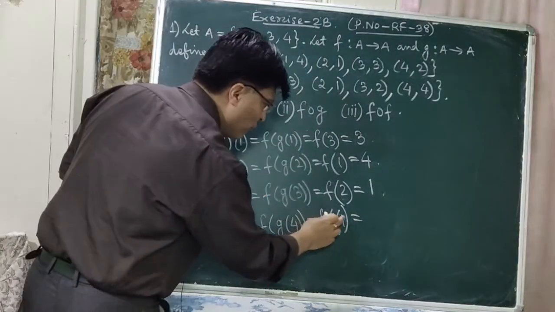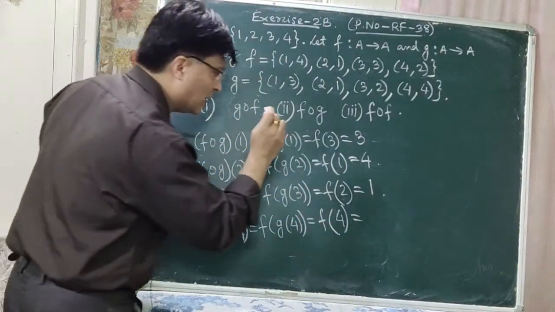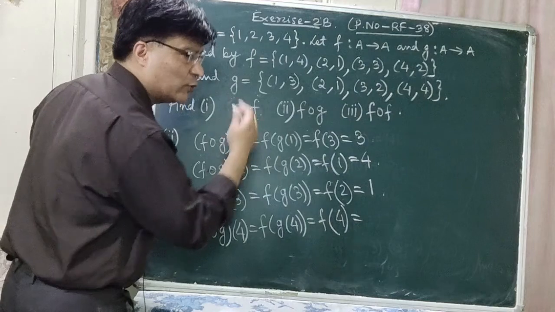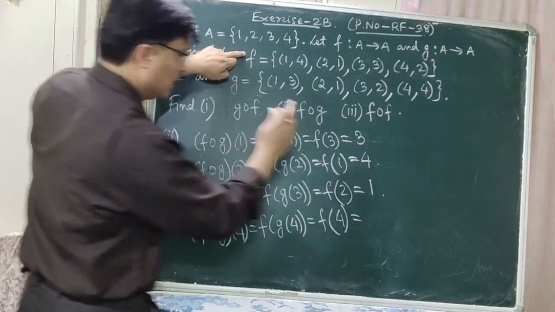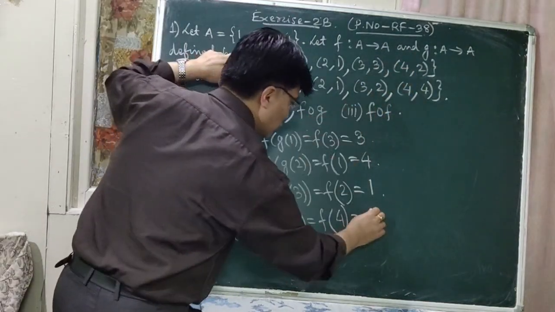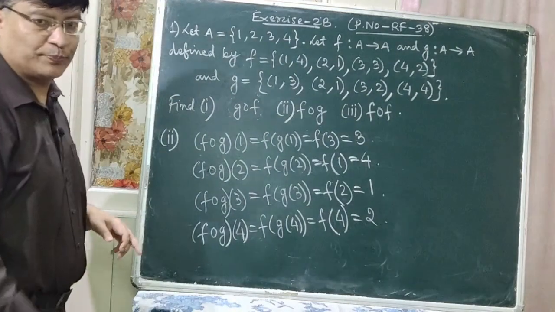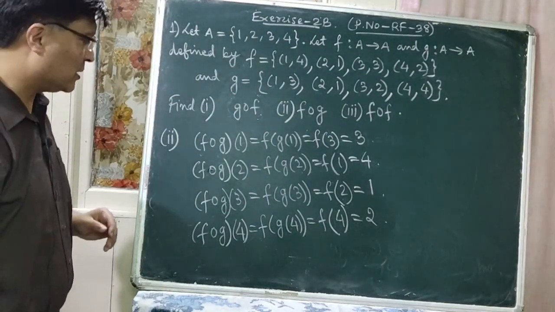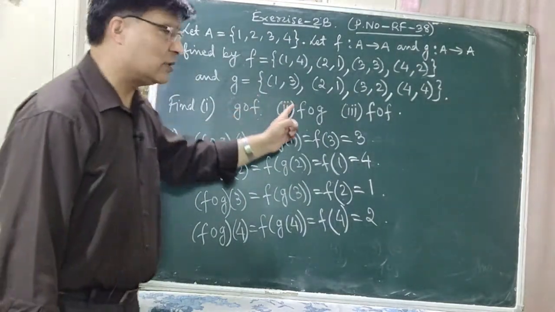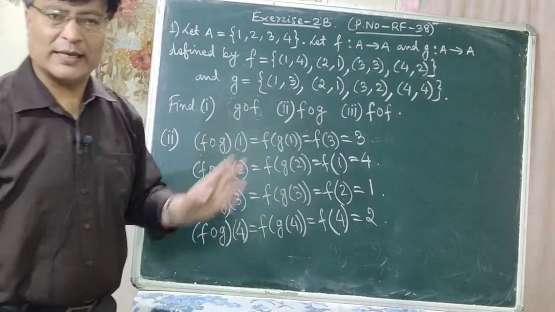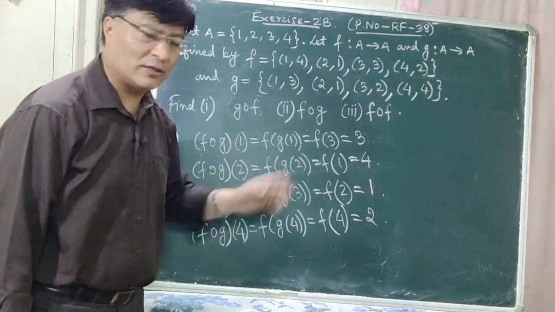Now f of 4 means, what is the value for f of 4? That is, 4 is related with which number under f? That is, 4 is related with 2. So its value is 2. So I think you have understood it. So now you can find out the value of fog, right?